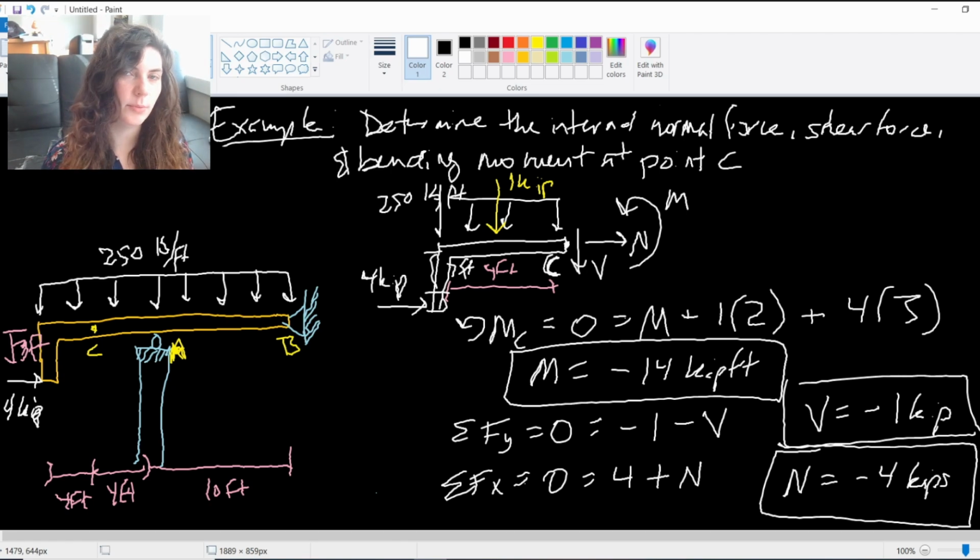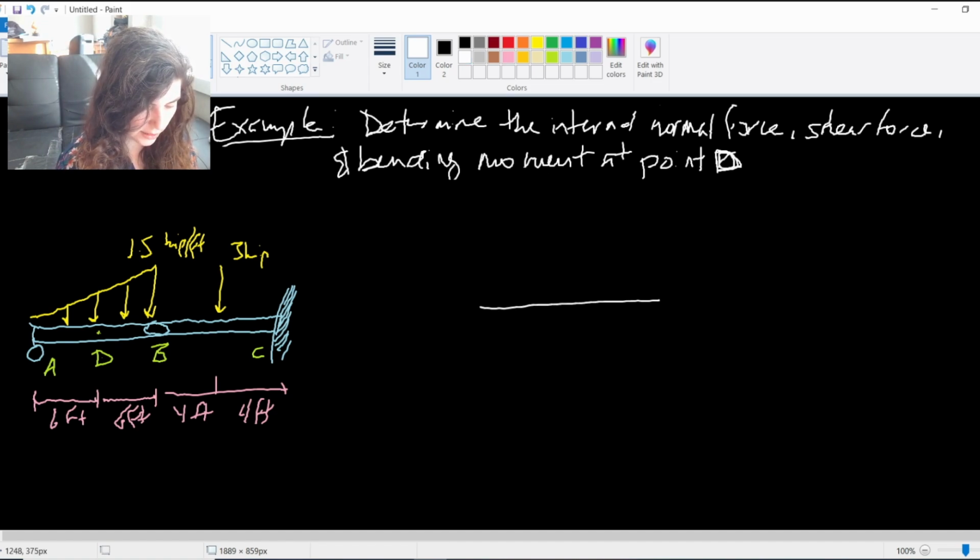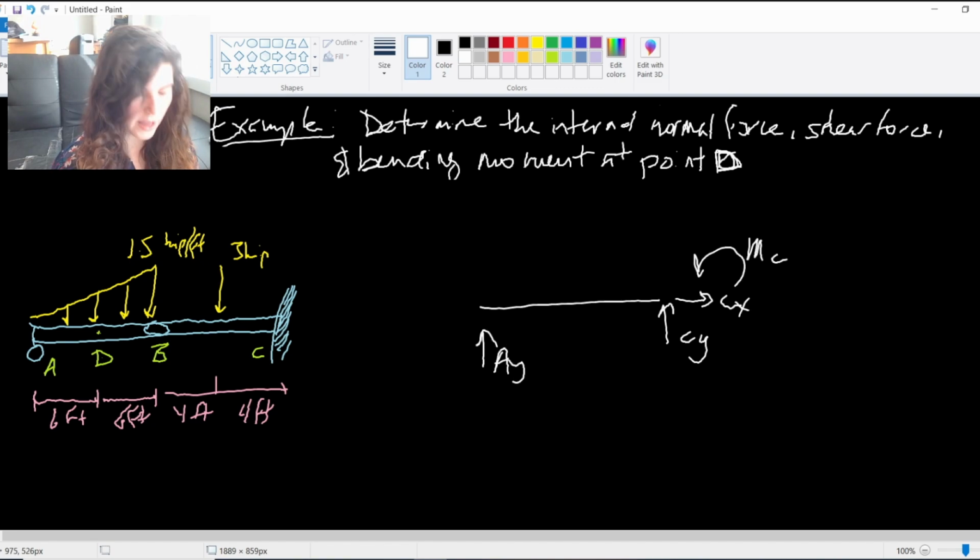Let's do one more example. In my last example, again, I want to find the internal forces, now at point D. If we look at this beam, I have a roller at A and a fixed connection at point C. If I were to draw my free body diagram for this, I'd have X, Y, and a moment at C, so I have 4 reactions. But I also have this internal pin at B.